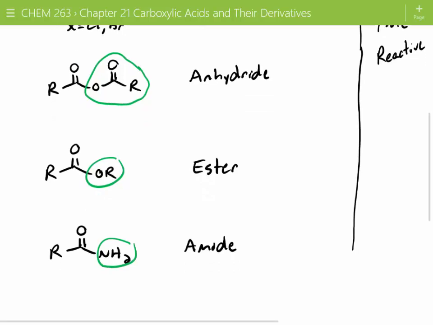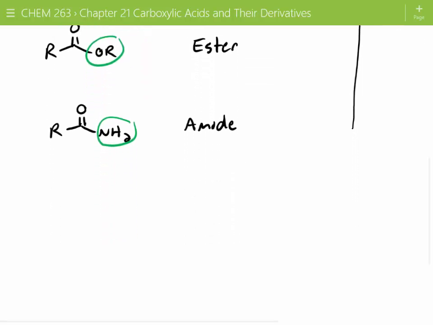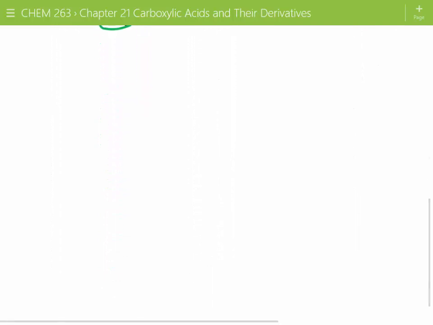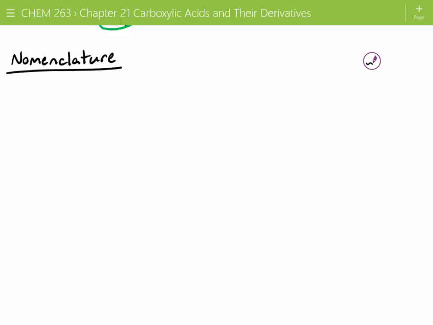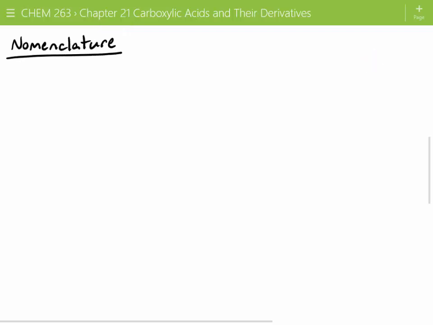All right, now we get to do my least favorite part, nomenclature, but we got to do it. I don't like nomenclature, but like my old advisor used to say, we have nomenclature so that we don't point and grunt at things.